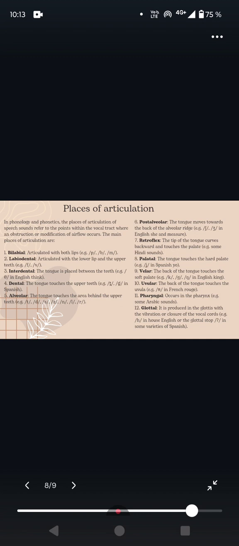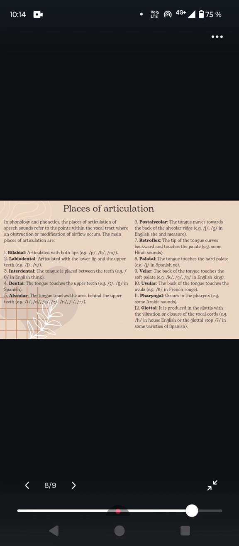And then we are going to talk about the places of articulation. In phonology and phonetics, the places of articulation of speech sounds refer to the points within the vocal tract where an obstruction or modification of the airflow occurs. The main places of articulation are, look here: bilabial, labiodental, interdental, dental, alveolar, postalveolar, retroflex, palatal, velar, uvular, pharyngeal, and glottal.